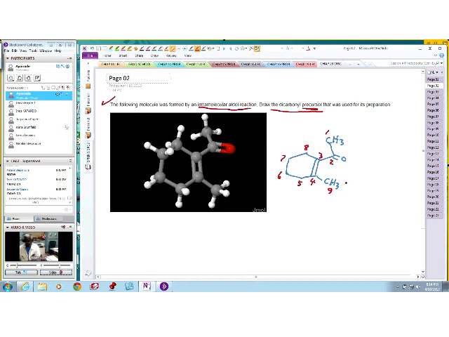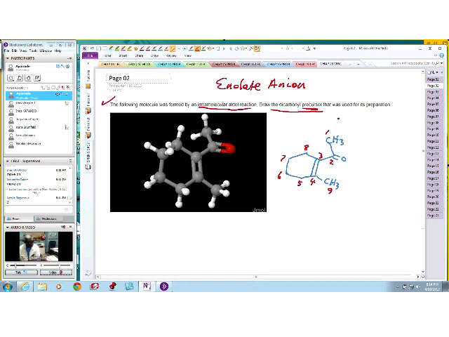Okay. Now what they want us to do here is to give the starting material for this molecule. Let me ask you this. Which of these carbons will be your nucleophilic carbon? You know this is an intramolecular Aldol reaction. Which carbon will be your nucleophilic carbon? In other words, the carbon that will give us the enolate anion.